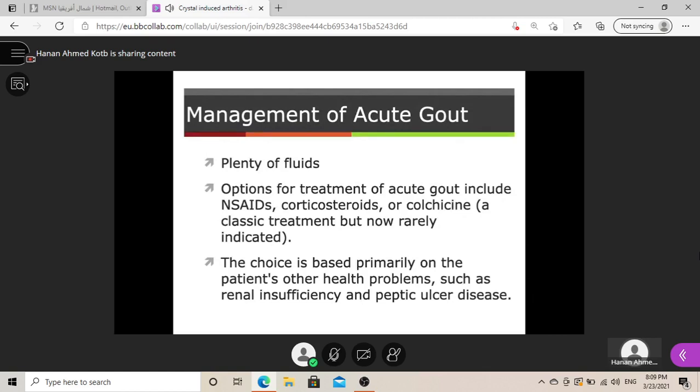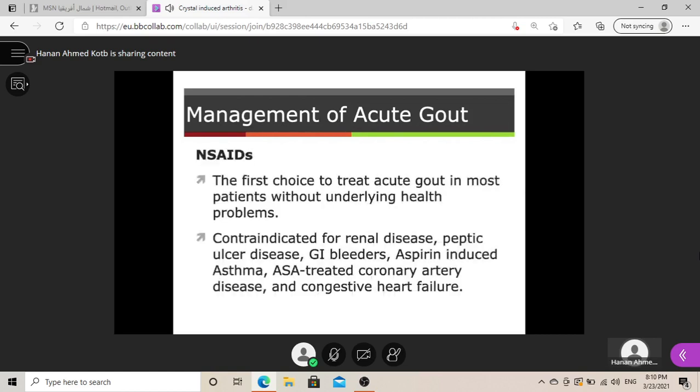Okay? The choice is based primarily on the patient's other health problems such as renal insufficiency لأن ساعتها non-steroidals contraindicated. والكولشيسين بجرعة اللي بستعملها في الأكيوت أتاك ما أقدرش أديها لأني لازم أوطي الدوز لو في حيان عنده رينال إنسافيشنسي. ساعتها ما بقدرش أستعمل الكورتيكوستيرويدز. لو عيان عنده بابتك ألسر ديزيز لا هقدر أستعمل نون ستيرويدلز ولا كورتيكوستيرويدز. بس هنقول كمان شوية إيه اللي ممكن أستعمل. النون ستيرويدلز now are the first choice to treat acute gout in most of the patients without underlying health problems.